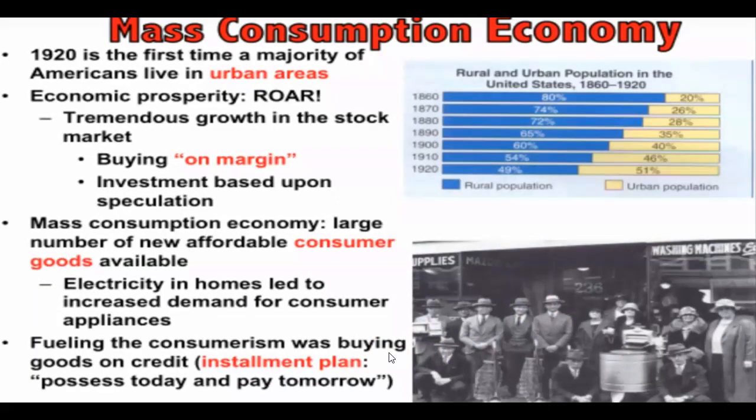And fueling this consumerism is this thing called credit, or the installment plan. The idea that you could buy these things now and pay for them later. Okay, now I'm not talking about a credit card. All right, credit cards have not been invented yet. But I'm talking about the idea that you could walk into a store, right, purchase, let's say, this washing machine here, and you could buy it on credit. So you would set up some sort of payment plan with the owner of the store, and you would make payments to the owner of that store. Okay? No such thing as plastic yet.